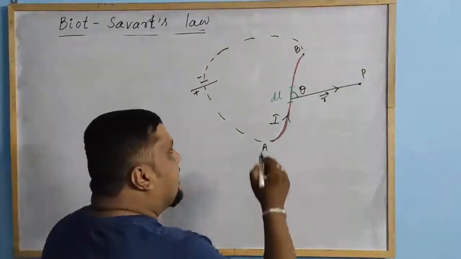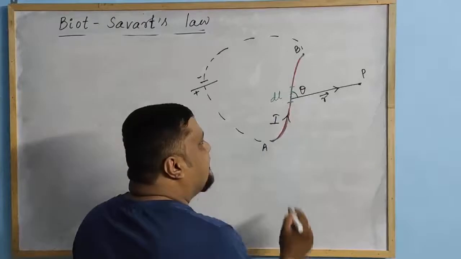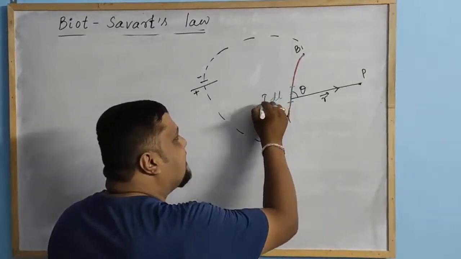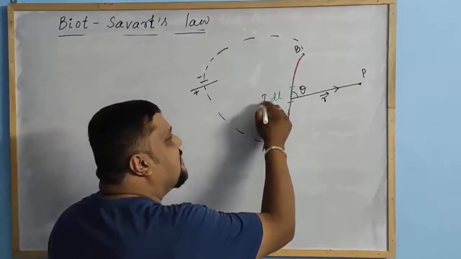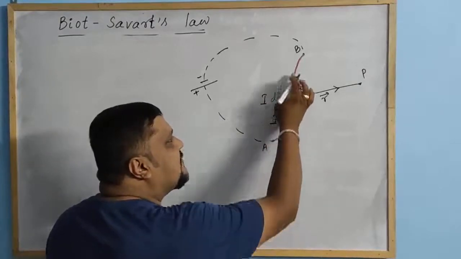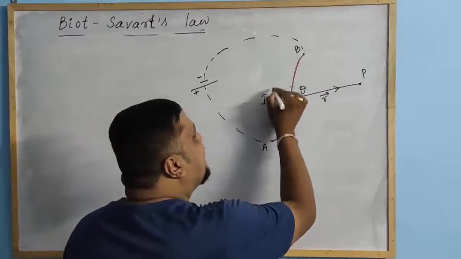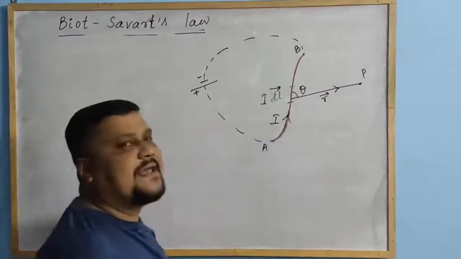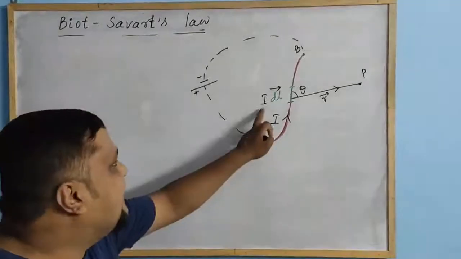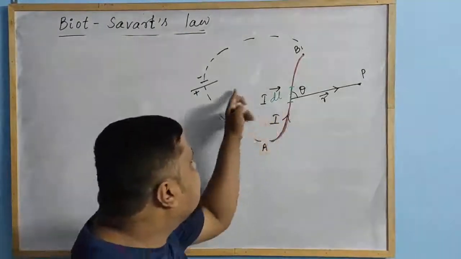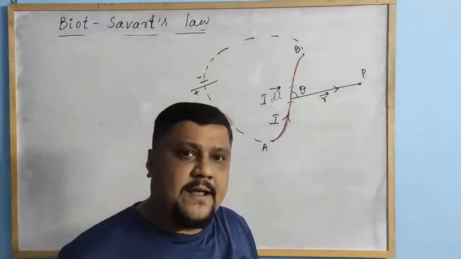And now this dl, if you multiply this dl with I, the current flowing in this dl, this is a vector quantity and this is written like this, Idl. This Idl is called the current element.